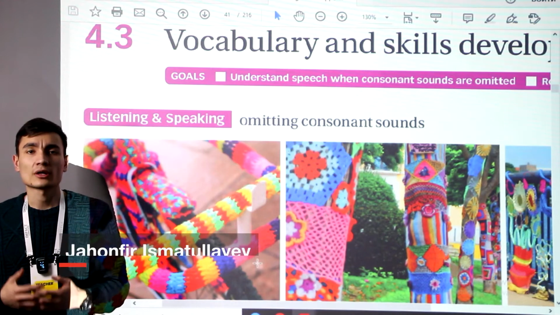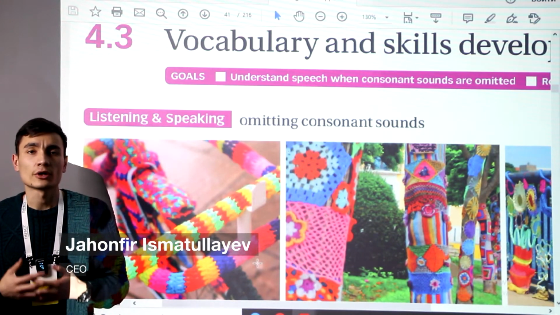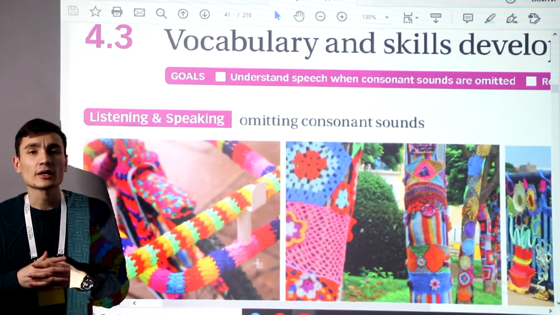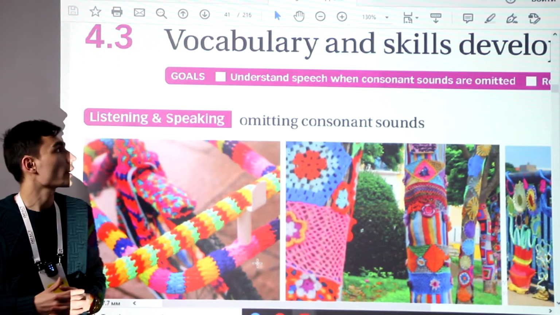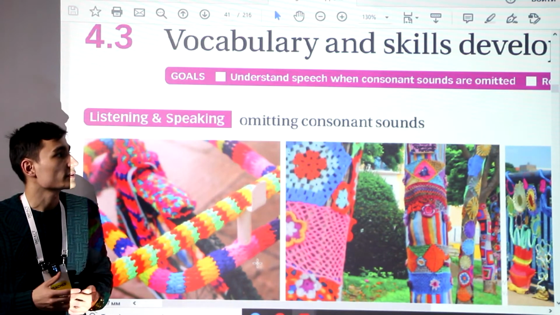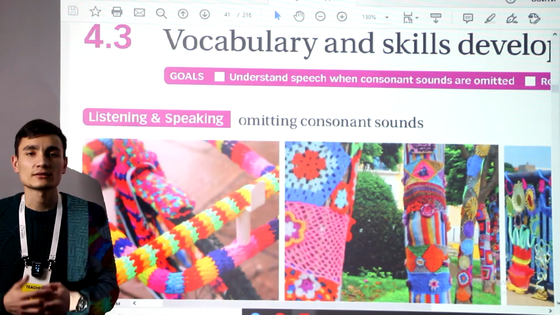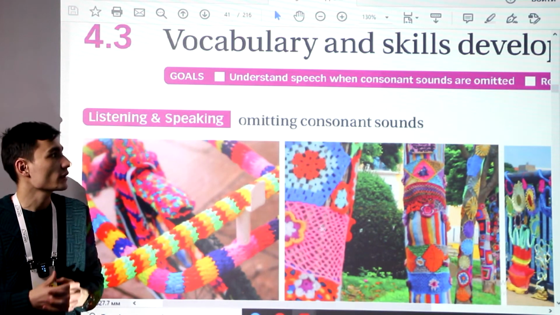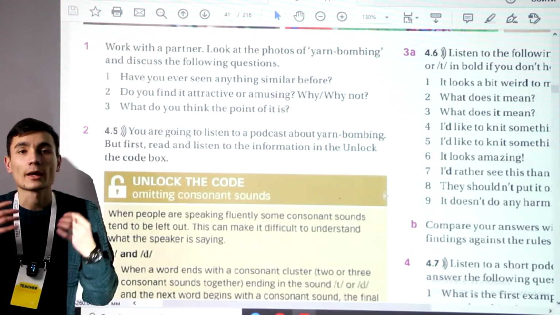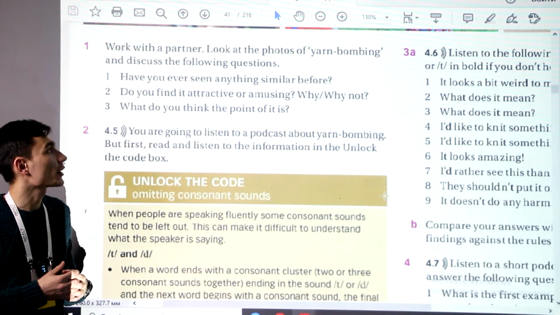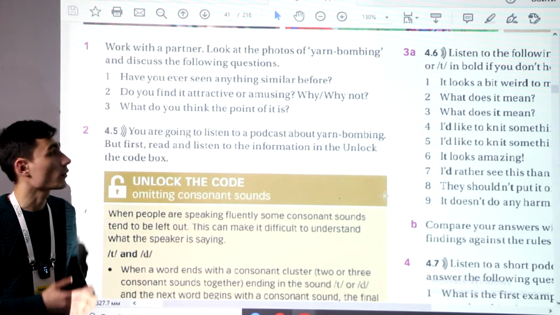Today's lesson will work on our upper intermediate course, Unit 4, third part, 4.3, vocabulary and skills development. Our goals here are to understand speech when consonant sounds are omitted and recognize easily confused words. Listening and speaking, omitting consonant sounds. Exercise 1. Work with a partner, look at the photos of yarn bombing and discuss the following questions.